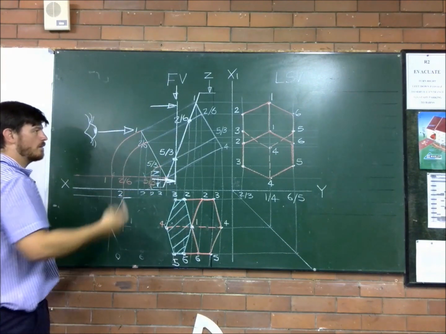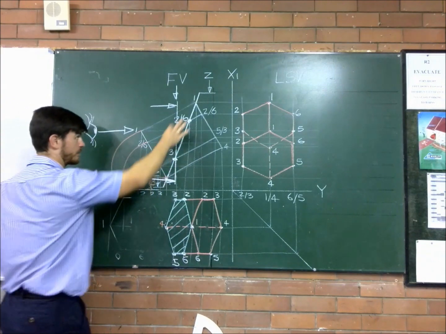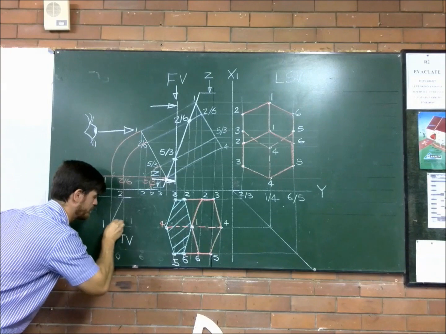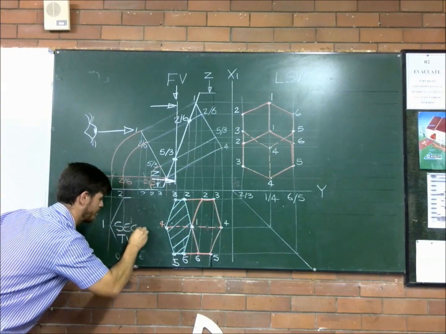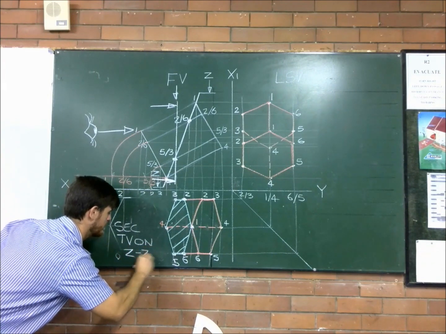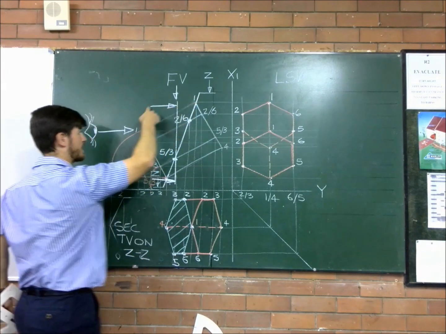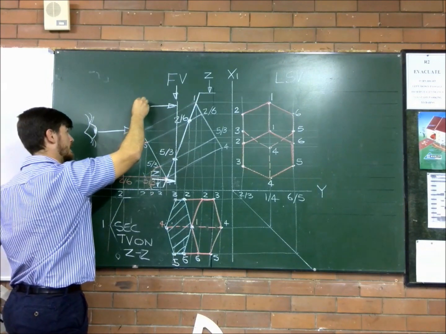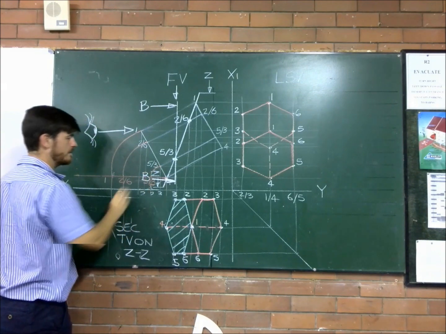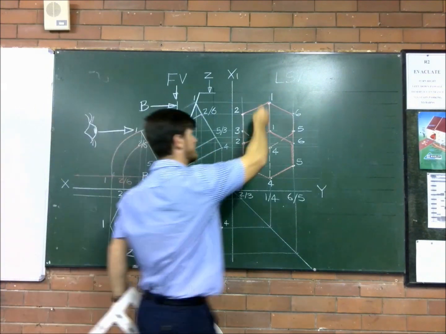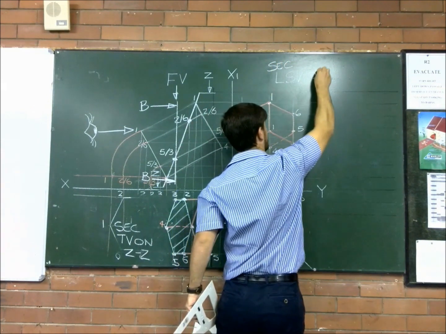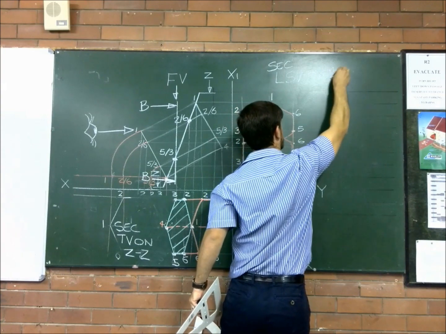Okay, so now the shape changes a little bit. Remember, I've got ZZ. So this one will be called sectional top view on ZZ. Now, if I had to make this, let's say for instance, B, and this guy over here, B, I'll have a left side view, although it will then be a sectional left side view on B to B.